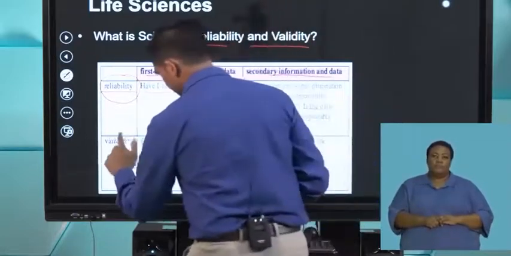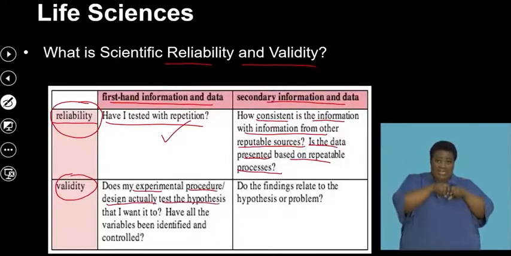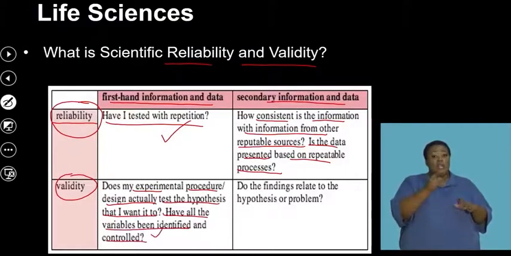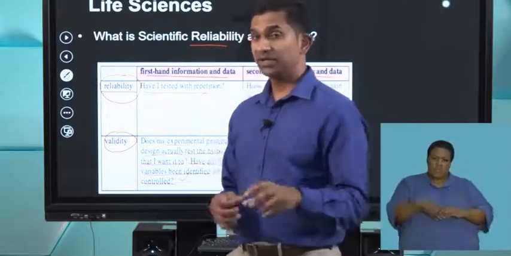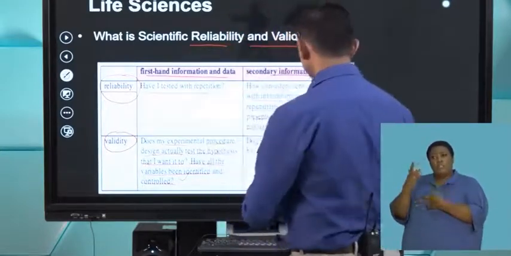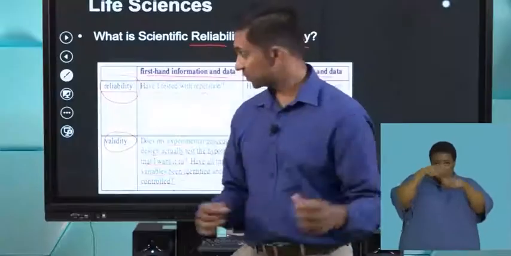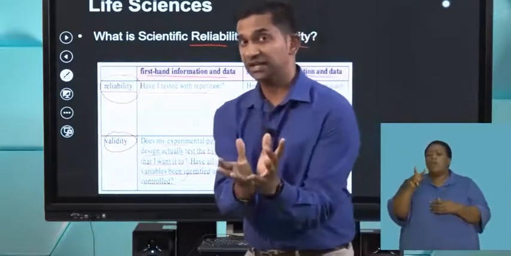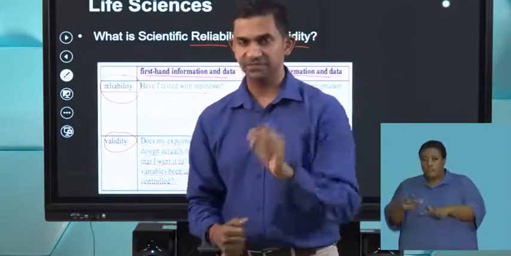Let's look at validity in the context of primary or first-hand information and secondary. Does an experiment procedure design actually test the hypothesis that I wanted to? Have all the variables been identified and controlled? If you answer all these questions correctly, we refer to that as a valid experiment producing valid results. We can also look at validity in the context of secondary information. Do the findings relate to the hypothesis or problems? When you read other information or other published sites, do they relate to your primary information or your experiment? That is what produces valid results. So how do you know your results are valid? If you compare them to a published journal, and if they produce similar results, we say that this experiment has now produced valid results. Okay.